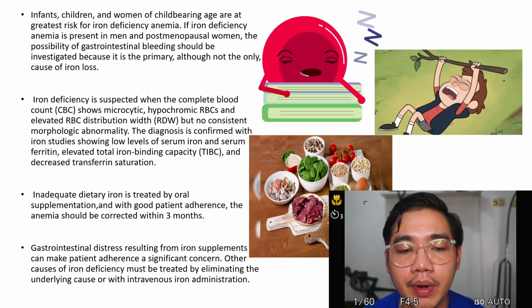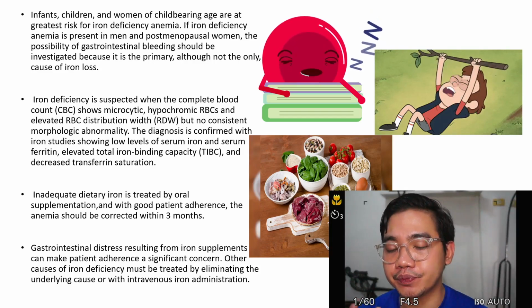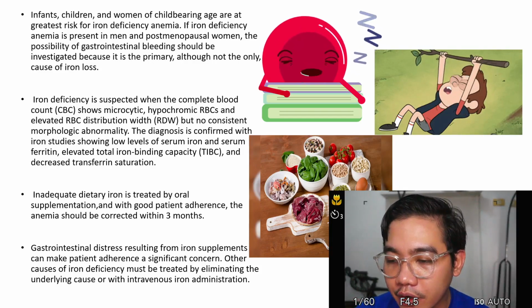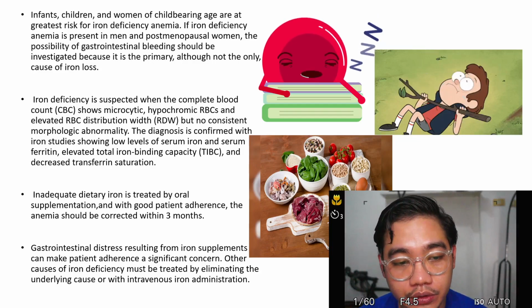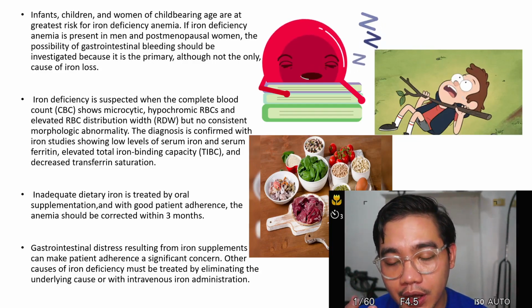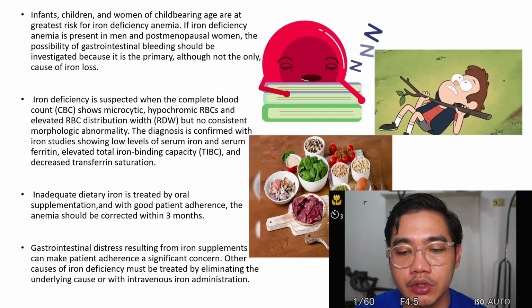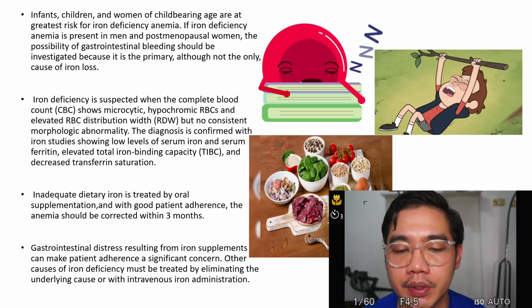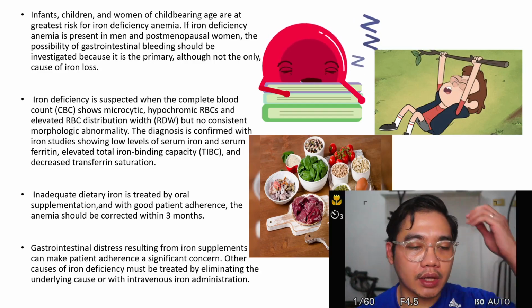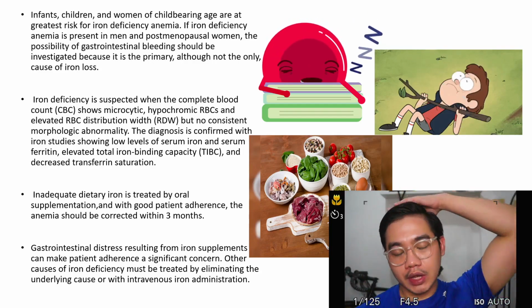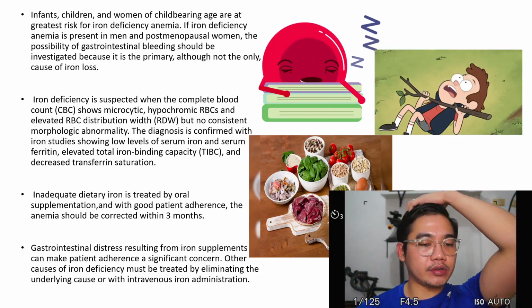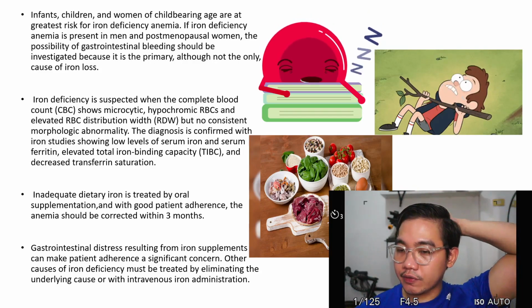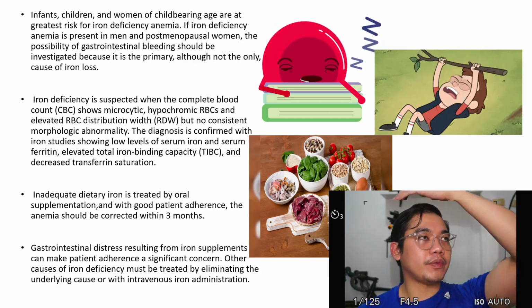So your iron binding capacity is the hunger of your body to get iron. If it is high, meaning you might have a deficiency in your iron, it's because the cells are really strongly saying, give me that iron. That's why your TIBC goes up. And a decreased transferrin saturation. Your transferrin is your transport type of iron.